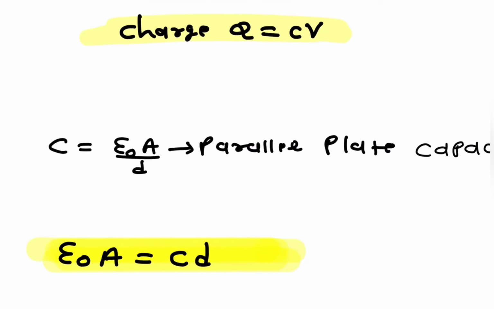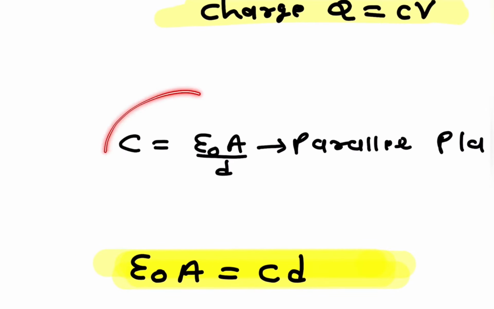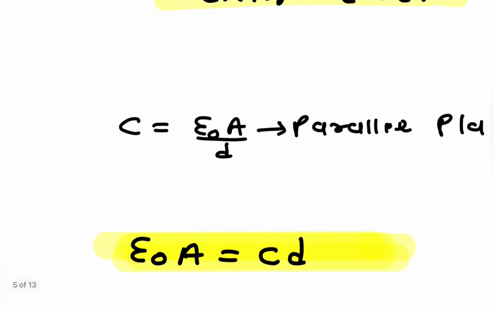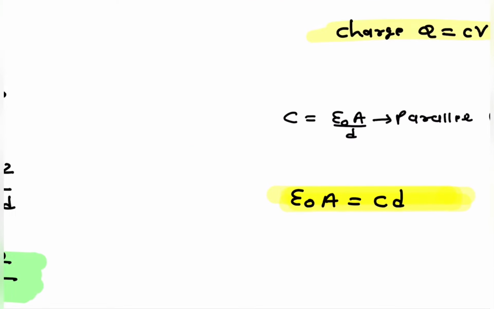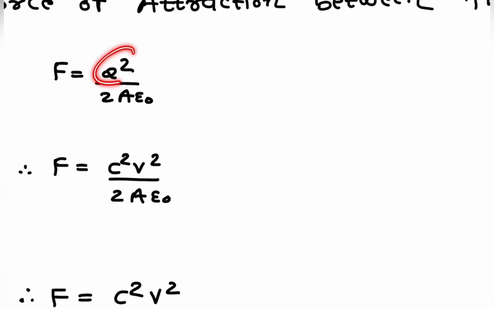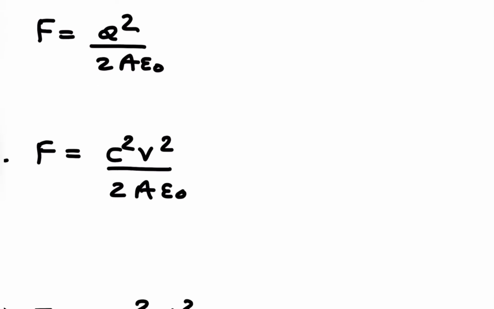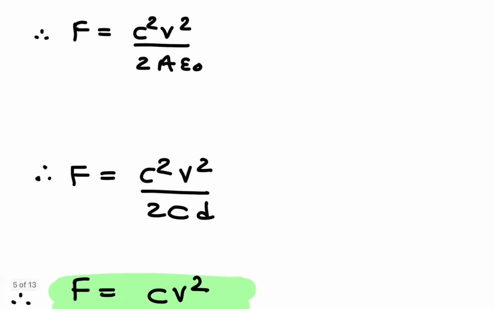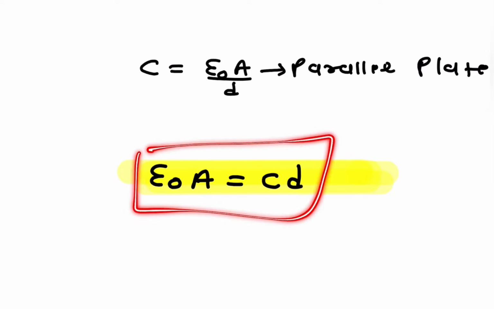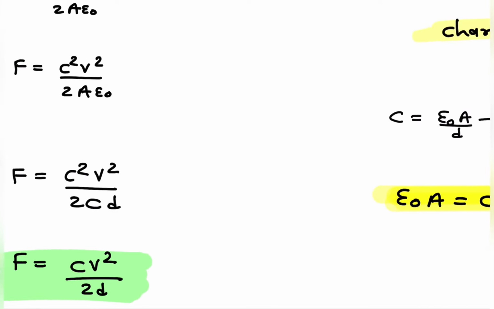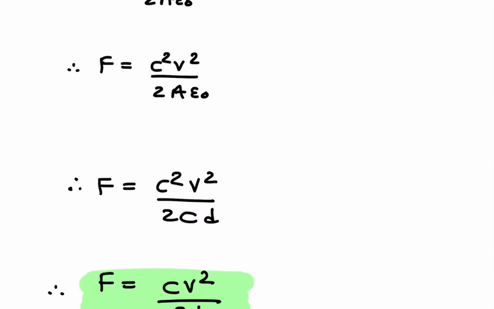For a parallel plate capacitor, the capacitance C is given as epsilon naught A by D. So in place of epsilon naught into A, we can write the value C into D. So here, in place of Q square, we put the value C square V square, and 2A epsilon naught remains as it is. Here, in place of epsilon naught A, we can write C into D, that is, the capacitance times the distance of separation between the two plates.